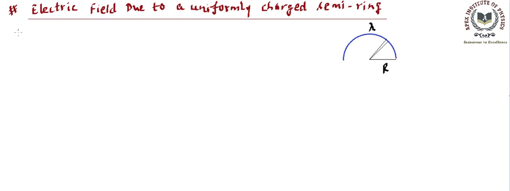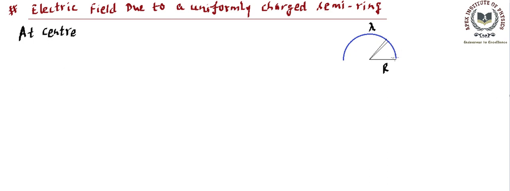So the focus is at the center of the curvature, and we will be finding the total field at this point. Since it's a continuous charge distribution, we will be taking a differential element, finding the field, and then integrating it to find the final field, right?